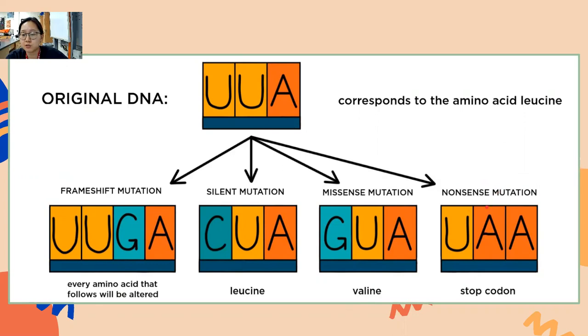And then you can have a nonsense mutation where you trade one of the letters and you turn the codon into a stop codon, and that prematurely terminates or cuts off the amino acid sequence being made. So the protein now either is not proper shape, doesn't have the proper length, or doesn't even exist because you cut it off too early and now it isn't a functional protein.